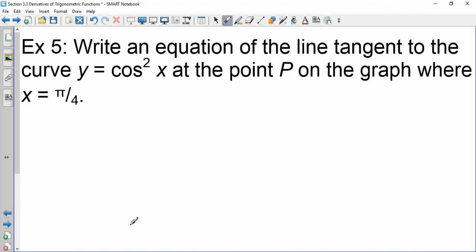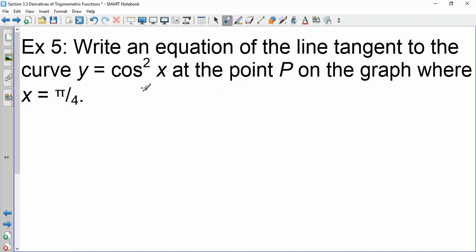Write an equation of the line tangent to the curve y equals cosine squared x at the point P on the graph where x is pi over 4. So equation of a tangent line, we need a point and a slope. What do I need to do? Derivative to get the slope.